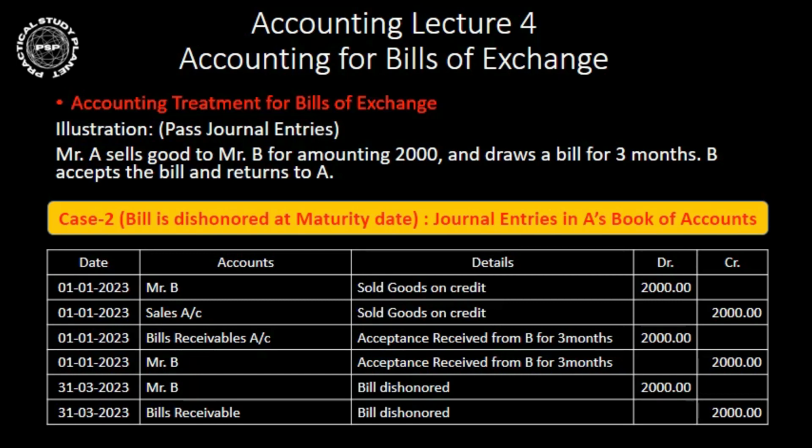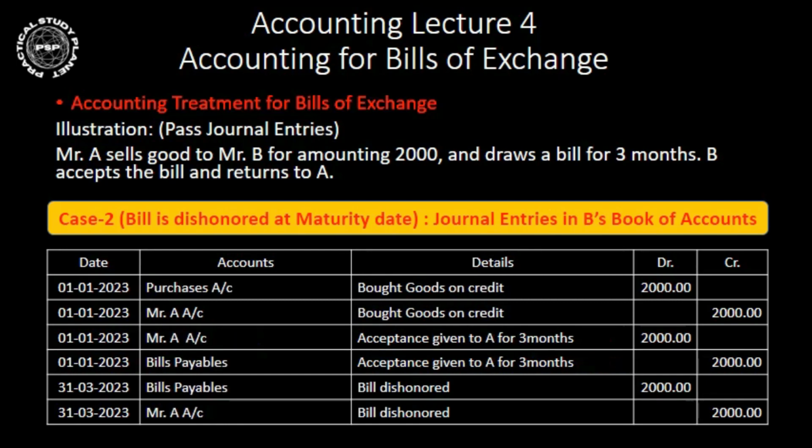While in the books of B, it will be like that. The first two transactions will be the same. Purchases debit, Mr. A credit, then Mr. A debit, then bills payable credit. Now no cash has been paid, so the bill is returned. So the bills payable will be debited, and Mr. A, a liability generated again, will be credited.